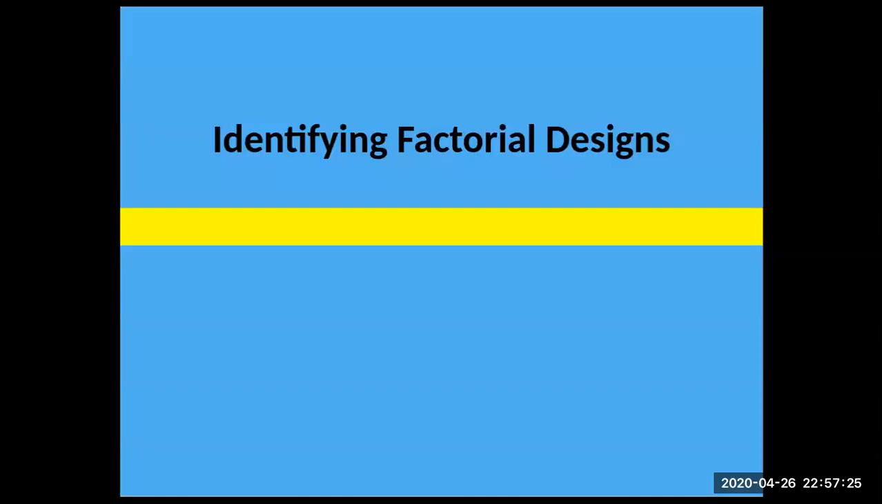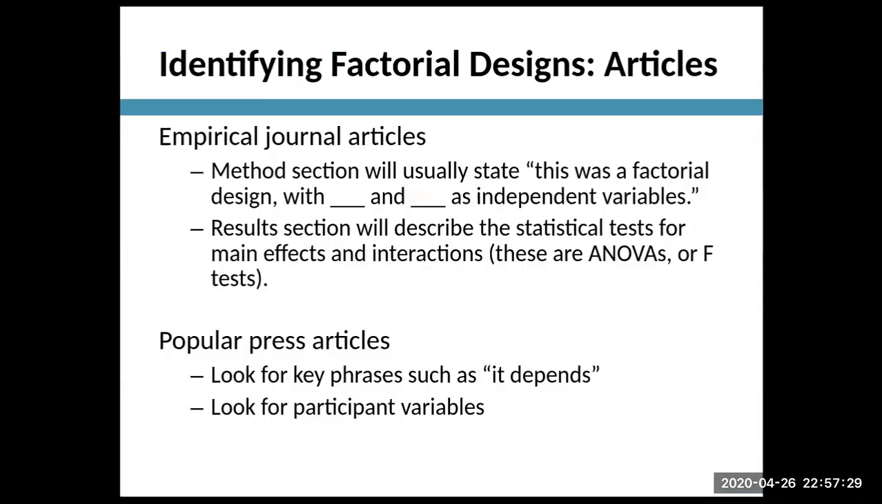Now, how do we identify factorial designs? Well, what we know about them is that for articles, the methods section will state this was a factorial design with blank and blank as independent variables. Cell phone use and day of training, whatever you wanted to call it, would be the independent variables.